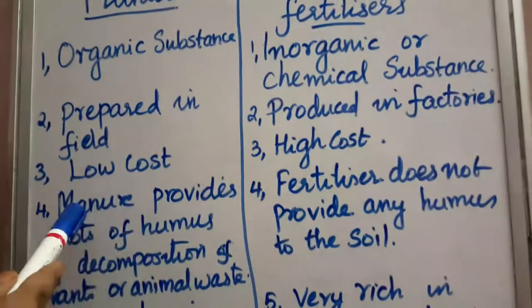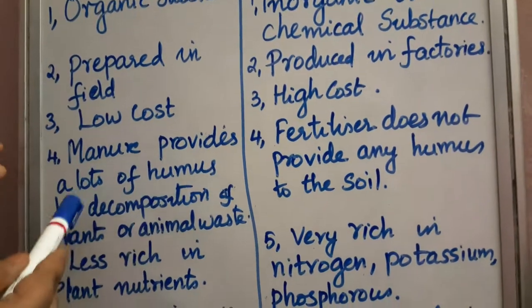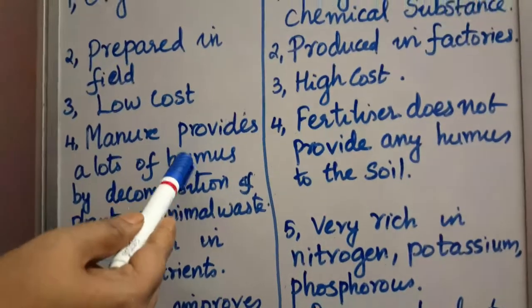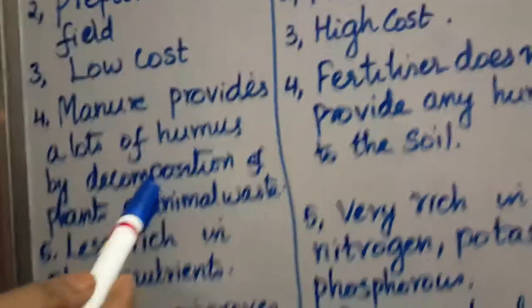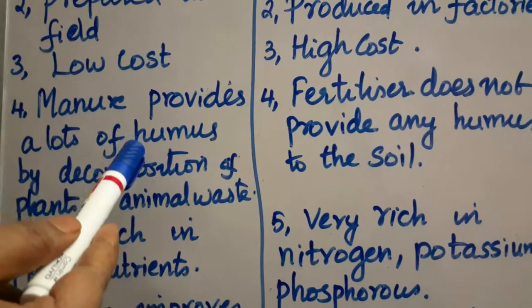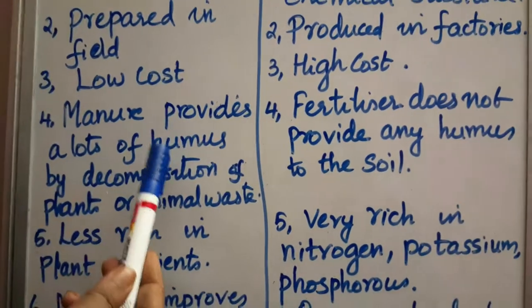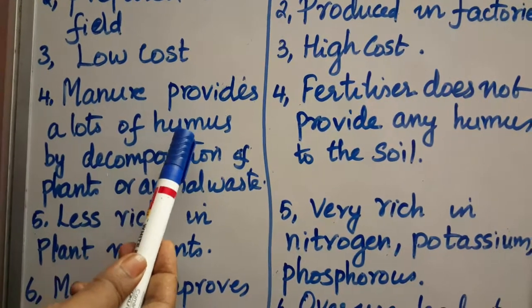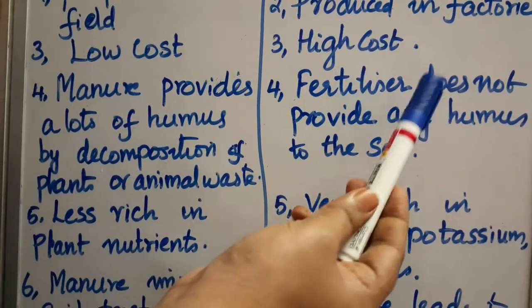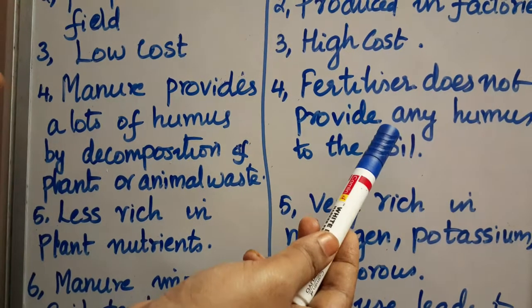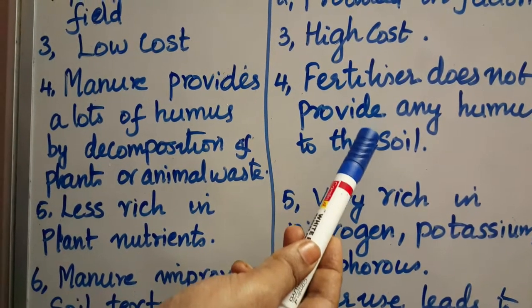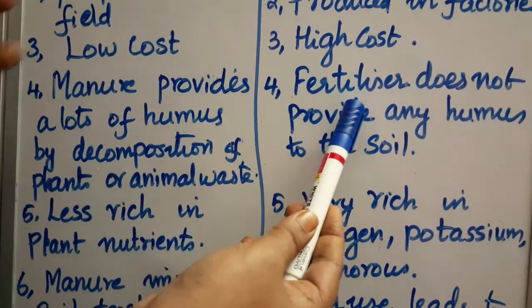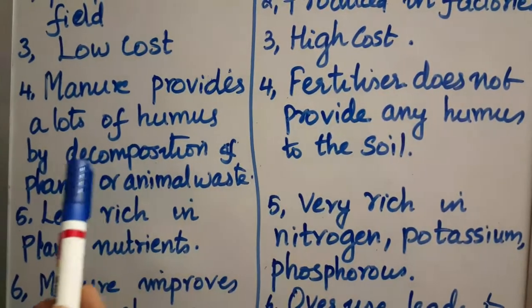Then fourth point, manure provides a lot of humus by decomposition of plant and animal waste. Humus means that after a few days, dry plants or animals change into humus. That humus will increase the fertility of the soil. But fertilizer does not provide any humus to the soil. Humus is very important for maintaining the fertility of the soil, so in the case of chemical fertilizer, humus will be absent.